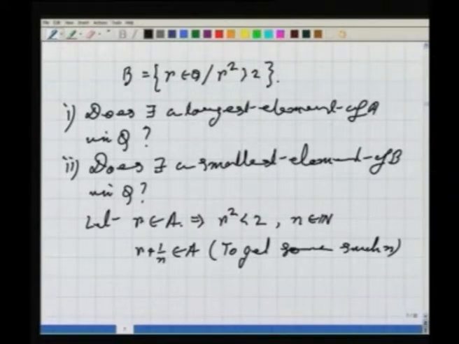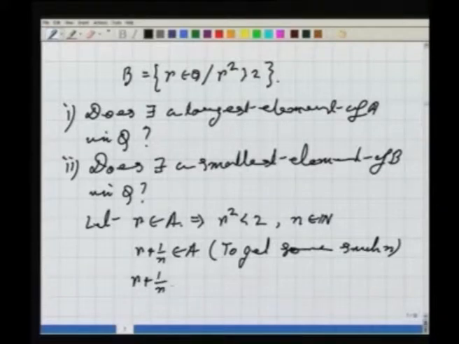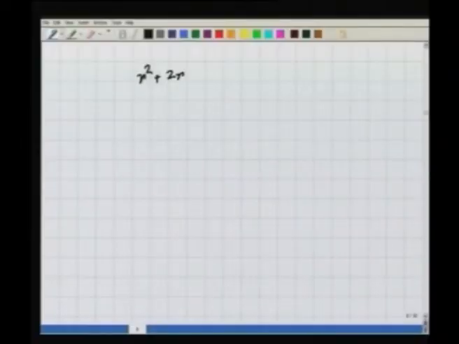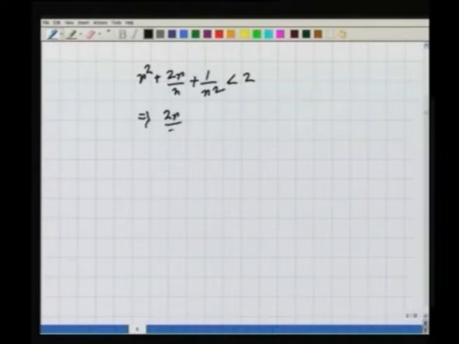Let us see whether we can do it. Well, if r plus 1/n has to be in A, that means it has to satisfy the defining property of the set A. That means (r plus 1/n) whole squared must be strictly less than 2. Well, this implies r squared plus 2r/n plus 1/n squared must be strictly less than 2. Well, this implies 2r/n plus 1/n squared is strictly less than 2 minus r squared.